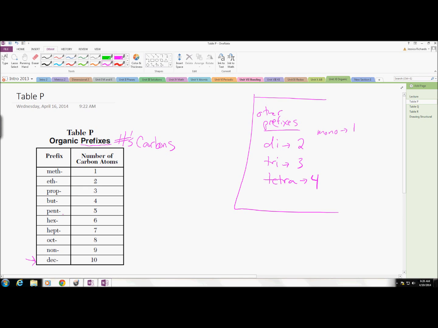Meth, eth, prop, but, pen, hex, hep, oct, non, dec. And I can say them really quickly like that, and I'm not reading because I've memorized these. Meth, eth, prop, but, pen, hex, hep, oct, non, dec, because these are very, very common for us to use. The quicker you learn these prefixes, the easier naming some of these organic compounds are going to be. So when you go to get new fuel for your grill and it's propane, that tells me that there's 3 carbons in that molecule. The octane rating on gasoline tells me that there are 8 carbons in that molecule.